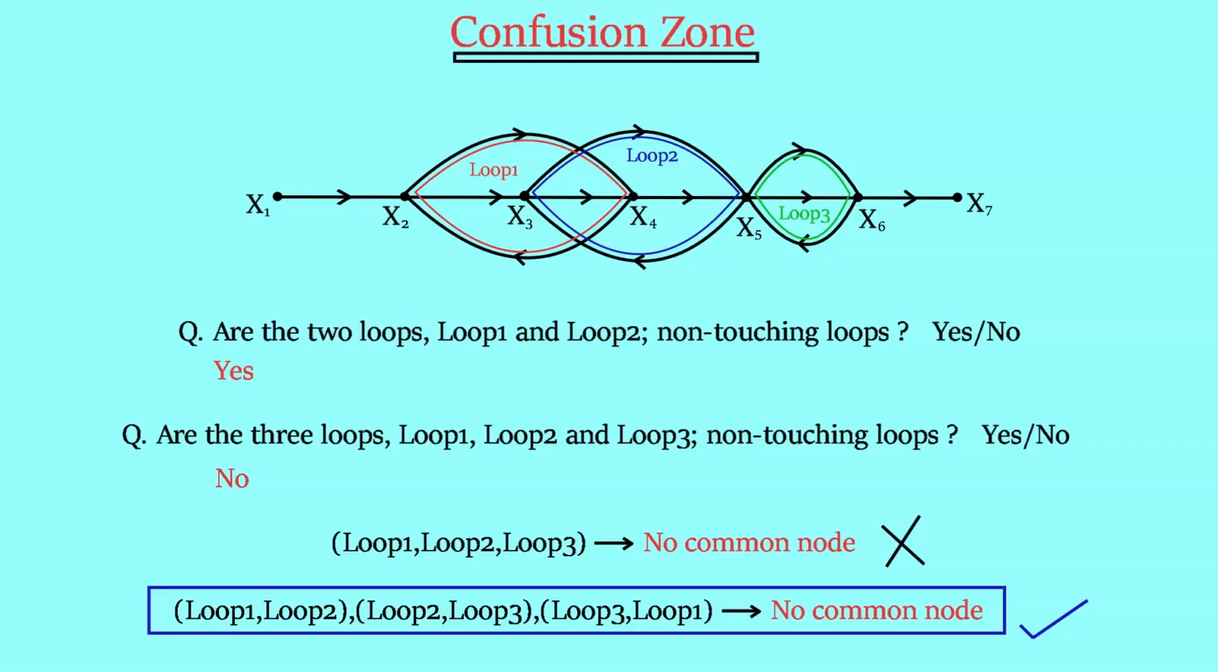The moral of the story is, if you have two loops which are touching each other, then there is no way we can have a group of three or more non-touching loops consisting of those two touching loops. All the different pairs within a group also have to be non-touching loops. You will get more clarity while solving problems, but I am still giving you a little idea about the mistakes you might commit in solving problems.